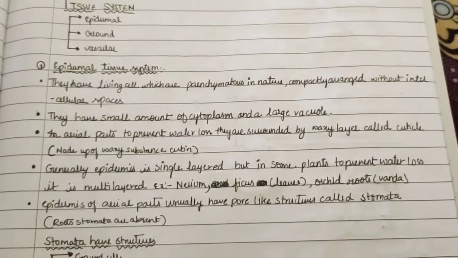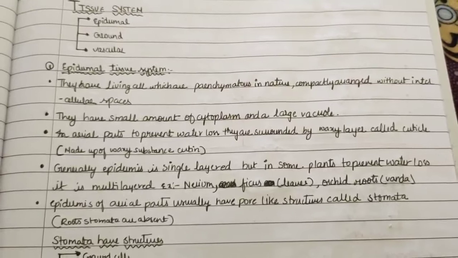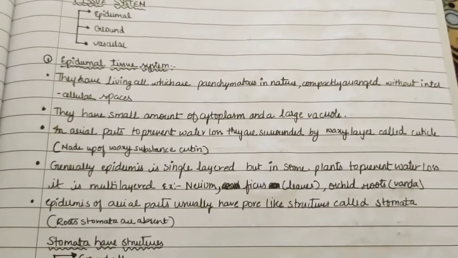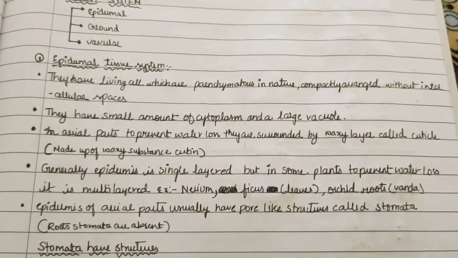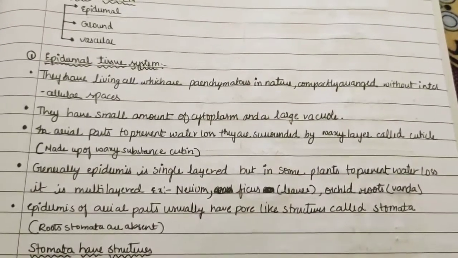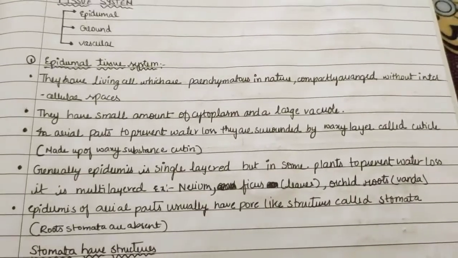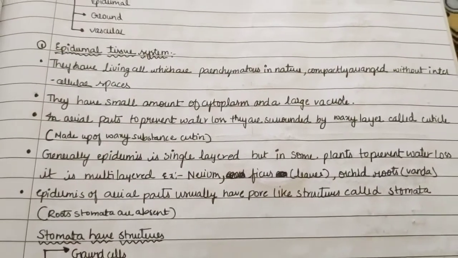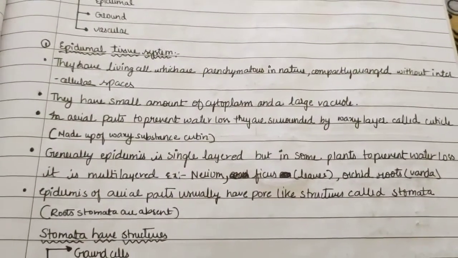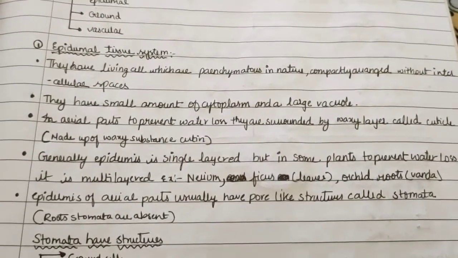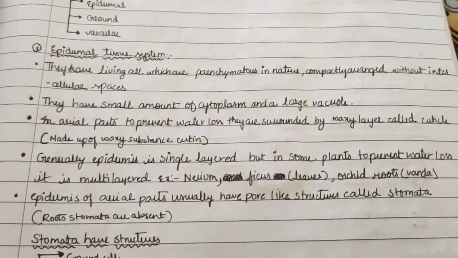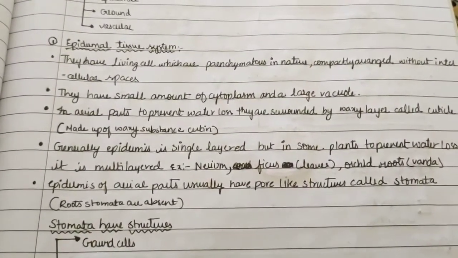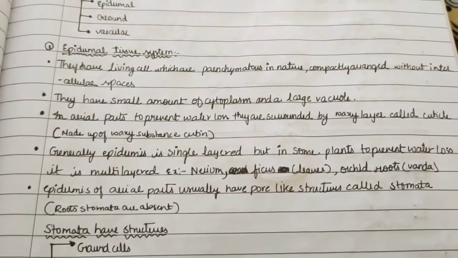Now let us discuss the tissue systems. There are three types of tissue systems: epidermal, ground and vascular. First, the epidermal tissue system. They are living cells which are parenchymatous in nature, compactly arranged without intercellular spaces. They have a small amount of cytoplasm and a large vacuole. In aerial parts, to prevent water loss, they are covered by a waxy layer known as cuticle, which is made up of a waxy substance known as cutin. Generally epidermis is single layered, but in some plants, to prevent water loss, it is multi-layered. For example, Nerium and Ficus in leaves, whereas in orchid roots, an example is Vanda.